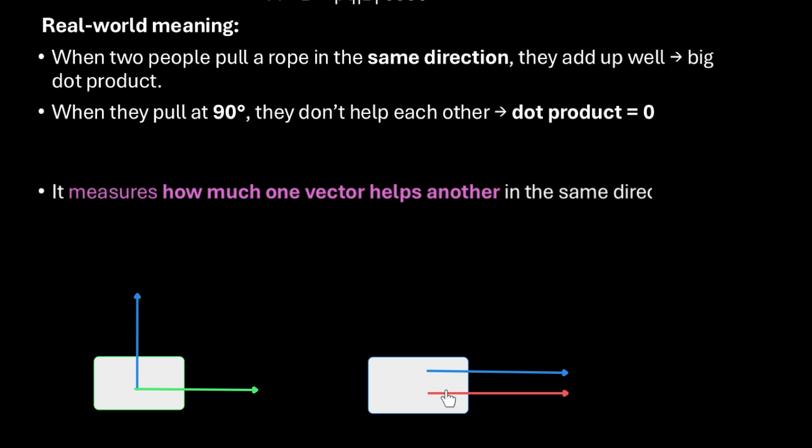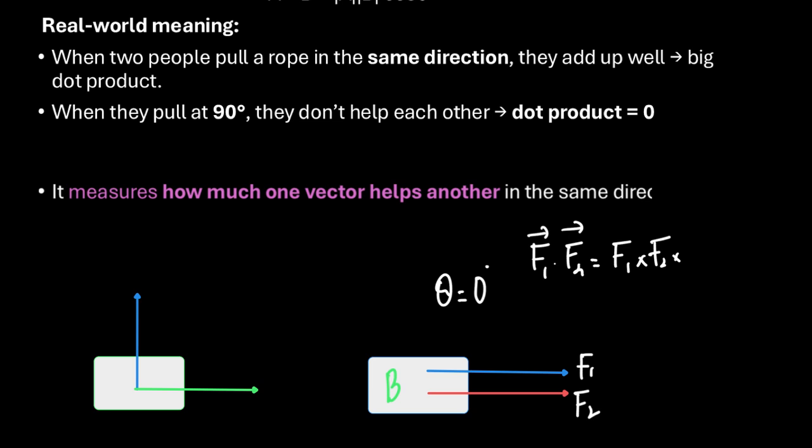When two people pull a rope in the same direction, say let us replace this with a block of mass in the same direction, maybe say forces F1 and F2. In this case, what is the angle between F1 and F2? The angle between F1 and F2 is 0, and therefore F1 dot F2 will be equal to F1 into F2 times cos 0, which is 1, or this would be equal to F1 F2. Which means the product of the magnitude of both the vectors.